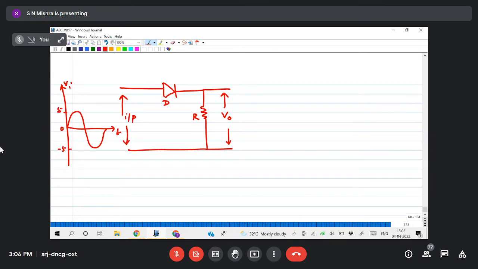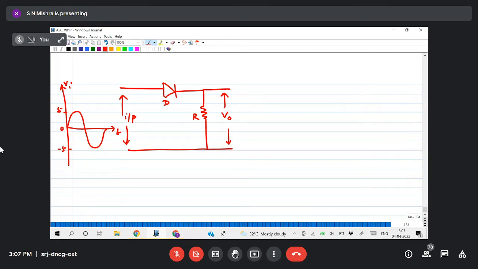So I will proceed. I have given 3 to 4 steps. First, identify the condition when the diode is on and when the diode is off. Once you find the condition, draw the equivalent circuit, apply KVL, find the output voltage, then plot the waveform. Clear? So what is my first step? I need to find out the condition. Generally, most students find difficulty in finding this condition.